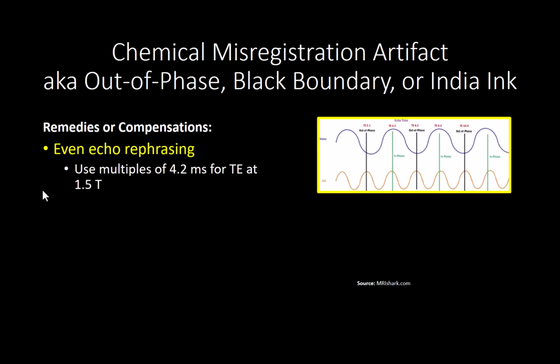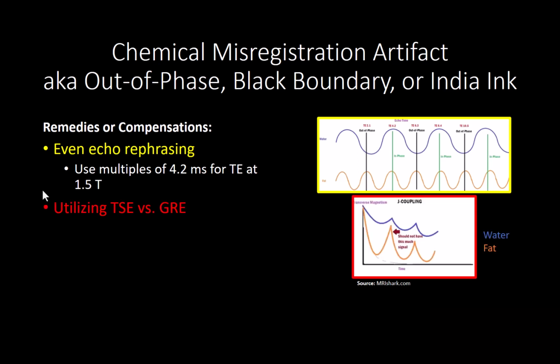Even echo rephasing, where you're using multiples of 4.2 milliseconds for TE at a 1.5 Tesla magnet. As you can see here, you're collecting 2 sine waves where water and fat are precessing at different rates. And at TE of 2.1, fat and water are out of phase, but then they rephase and come back together at 4.2 milliseconds. Utilize a turbo spin echo pulse sequence rather than a gradient echo pulse sequence.